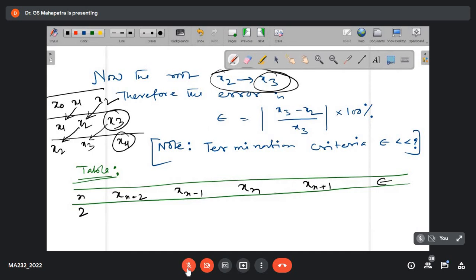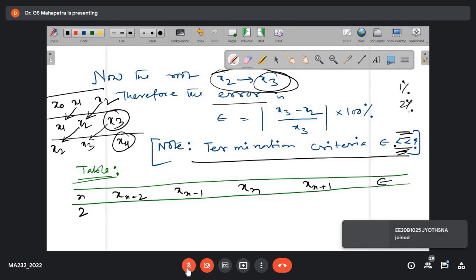So before finding this table, you should know when you should stop. Now the stopping criteria or termination criteria: when epsilon, that means the error, is less than the specified error. It will depend on the criteria given for a particular problem. If it is not given, you can consider less than 1% or less than 2%, it's enough.